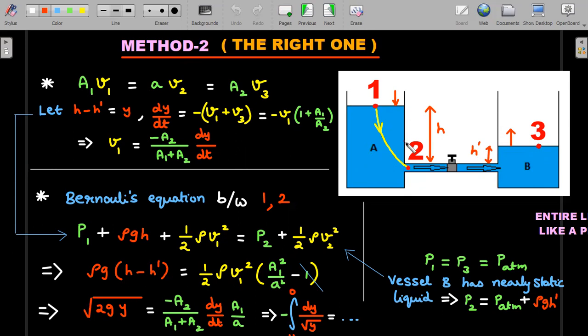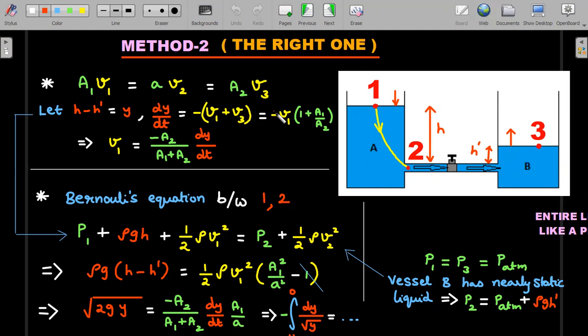Small h is the arbitrary height of this side of the vessel, and h prime is the height of this side. And h minus h prime I'm going to take as a variable called y, the difference of the heights, which I'll use for the integration at the end. It's convenient because the final height difference is 0. And dy by dt is the rate of approach of these two levels in the vertical direction. This level goes down, this level comes up, so y is reducing at the rate v1 plus v3.